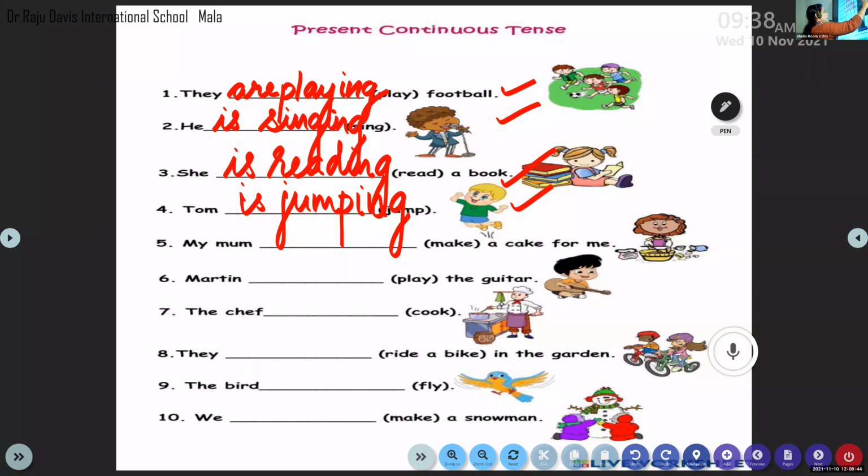Now let's move on to Krishna Raj. Are you there, Krishna Raj? You're not there? Okay, I'll move on to Shivanadia. Come on, read the fifth question. My mommy does make a cake for me.